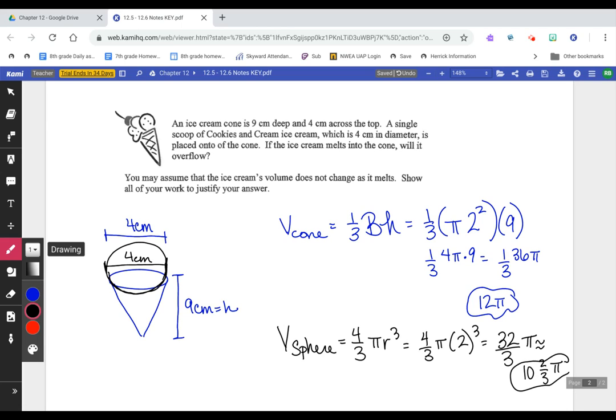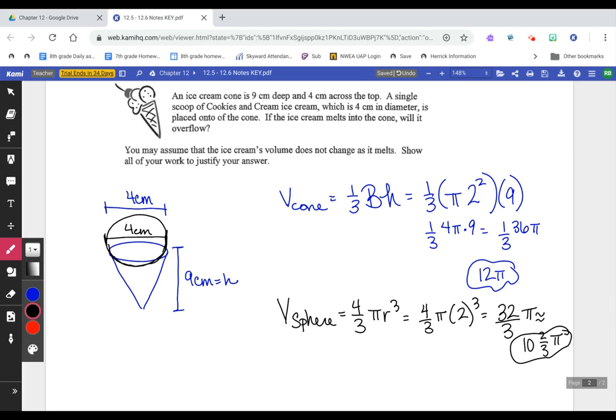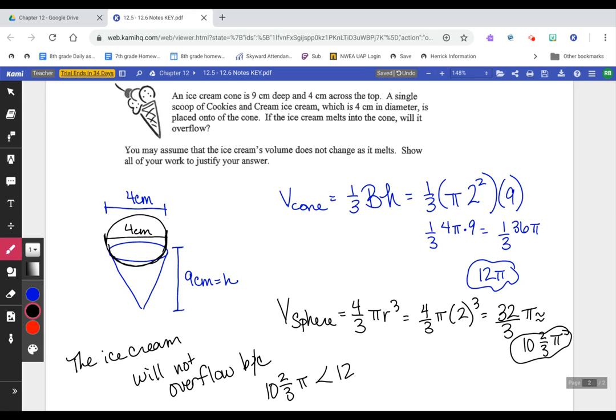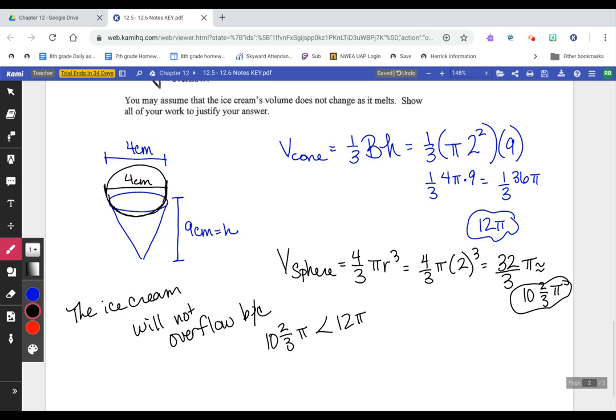So if you look at these and you compare them, your ice cream will not overflow, because, and I'm completely fine with you saying 10 and 2/3 pi is less than 12 pi. And you can say this is volume of ice cream, and this is the volume of the cone.